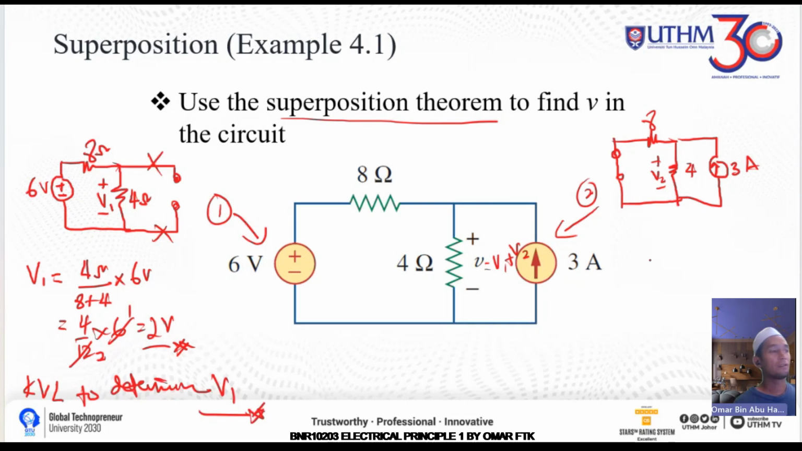The first one we already have. So V is V1 plus V2. V1 is 2 volt, and now let's try to find V2 here. For V2, you got the current source. You can solve it using a current divider.